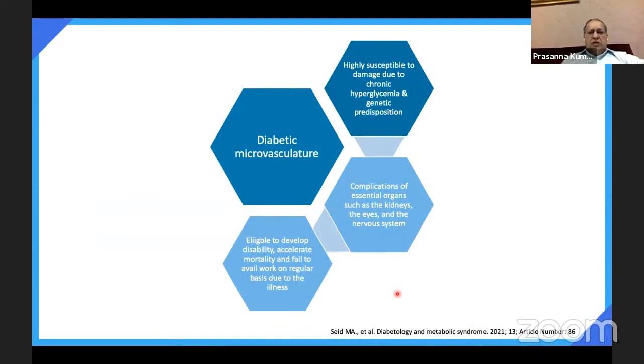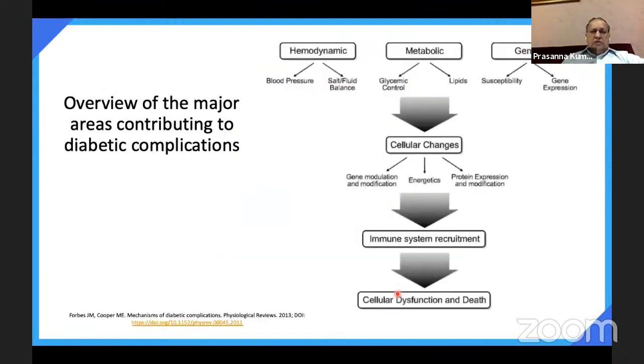So this is how the diabetic microvasculature is highly susceptible to damage due to chronic hyperglycemia and genetic predisposition. Complications occur in essential organs like kidney, eyes, and the nervous system. So that's why we should prevent. This is the overview of it.